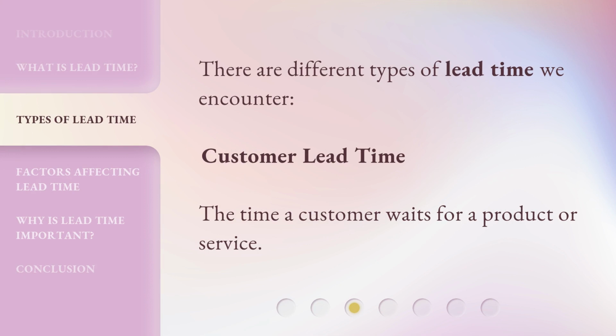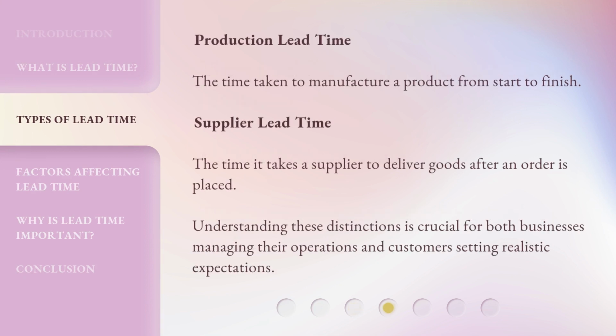There are different types of lead time we encounter. Customer lead time, the time a customer waits for a product or service. Production lead time, the time taken to manufacture a product from start to finish. Supplier lead time, the time it takes a supplier to deliver goods after an order is placed. Understanding these distinctions is crucial for both businesses managing their operations and customers setting realistic expectations.